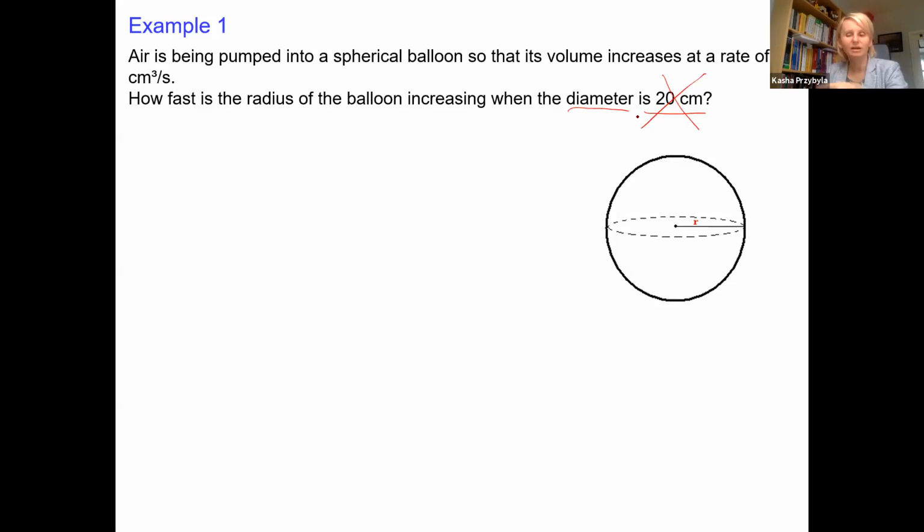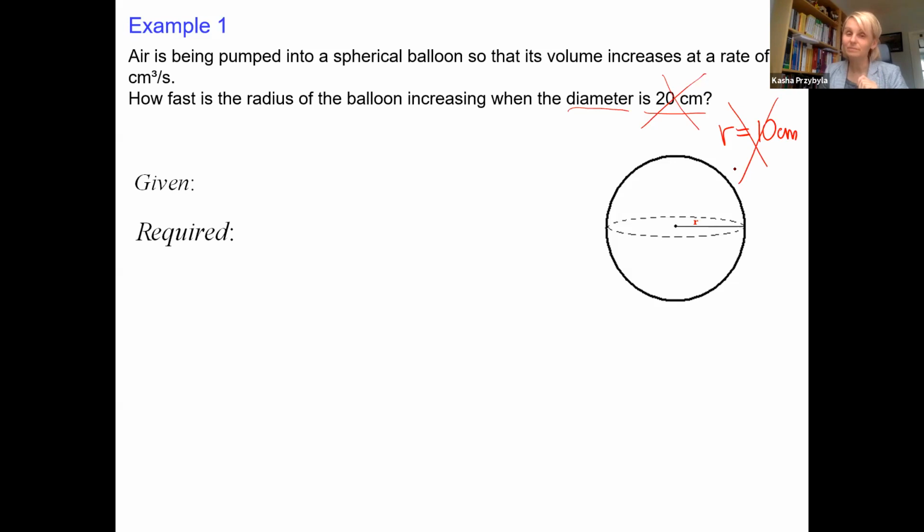But actually, diameter we will probably not be involved. If the diameter is 20 at that one instant, what is the radius? Can you tell me the value of the radius? That means we will need that 10. But radius is not 10. We're just looking at the rate of change of radius at the moment that the radius is 10. That means given information and required information. That's how we will start.